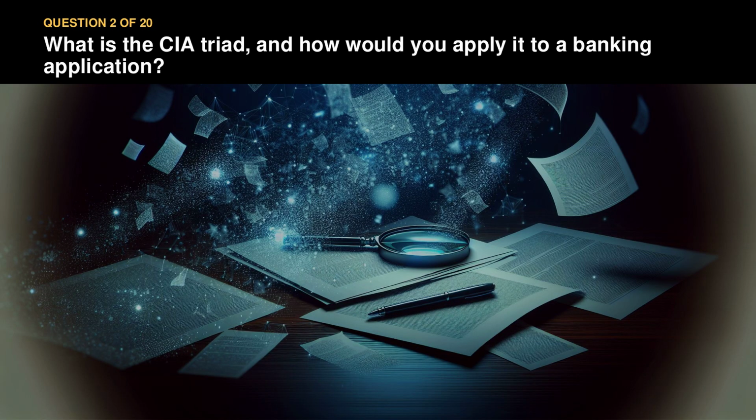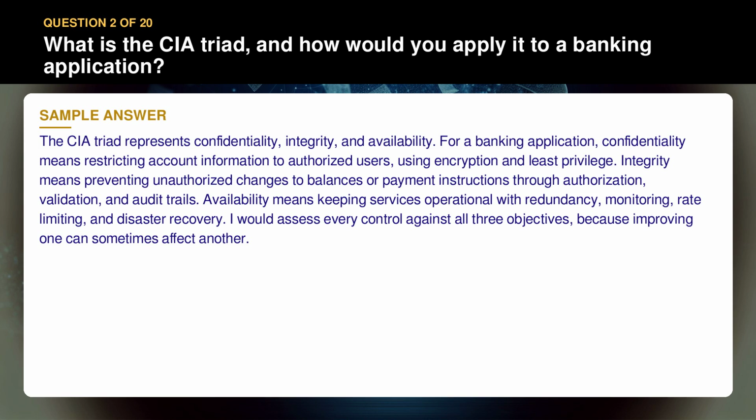Question 2. What is the CIA Triad, and how would you apply it to a banking application? The CIA Triad represents confidentiality, integrity, and availability. For a banking application, confidentiality means restricting account information to authorized users, using encryption and least privilege. Integrity means preventing unauthorized changes to balances or payment instructions through authorization, validation, and audit trails. Availability means keeping services operational with redundancy, monitoring, rate limiting, and disaster recovery. I would assess every control against all three objectives, because improving one can sometimes affect another.